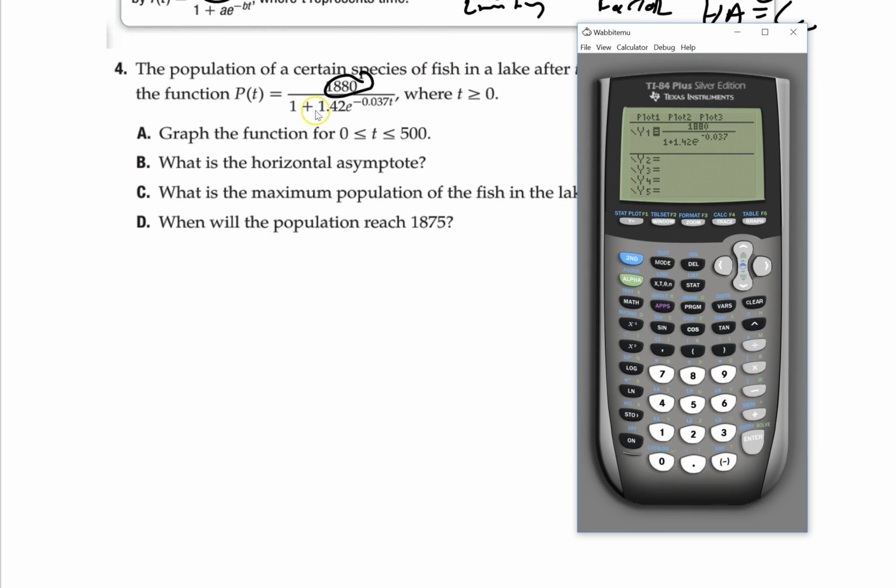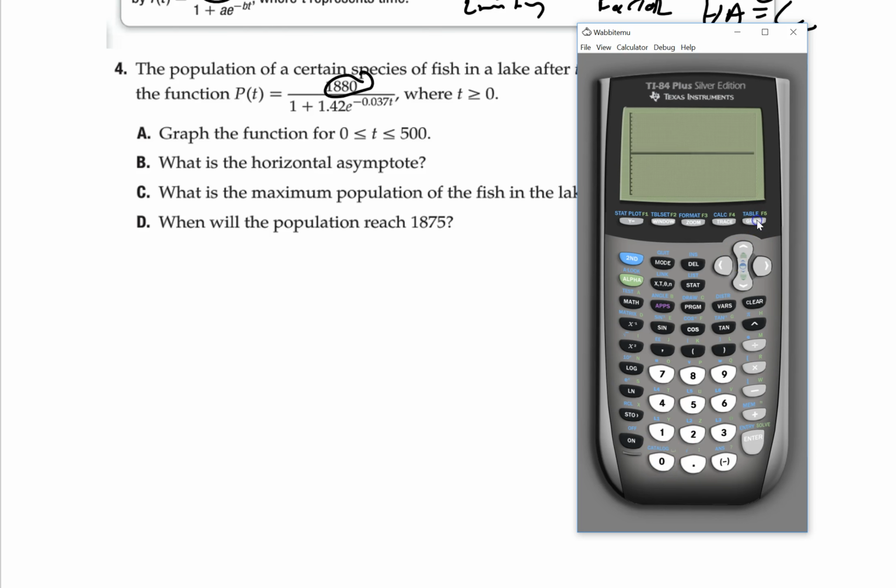Now we don't have an x, we don't have a t value in here, we're just going to use x. Right, so I have that, I get graph, and I see nothing. Because remember, my window's off. They want me to fix my x value from 0 to 500, so let's do that. Let's go to window, I want 0 to 500.